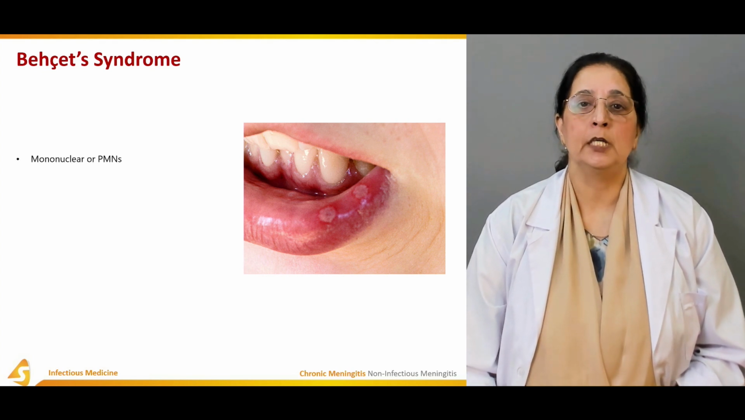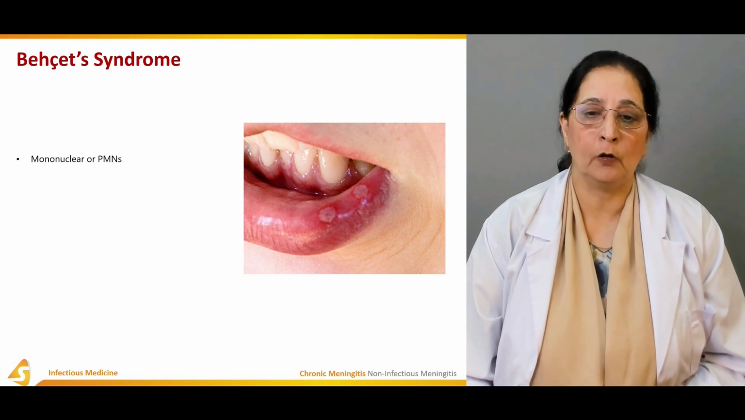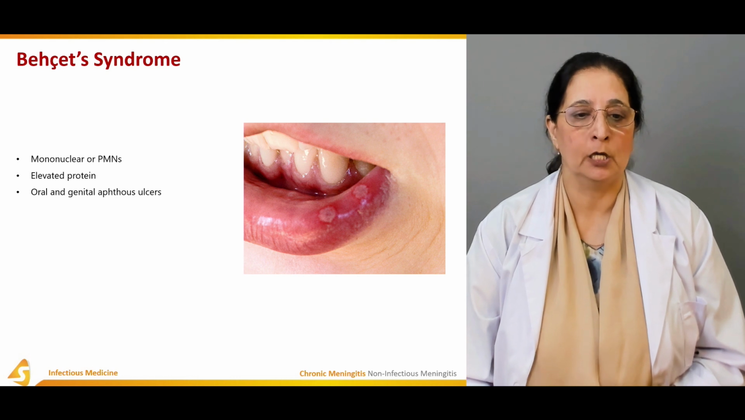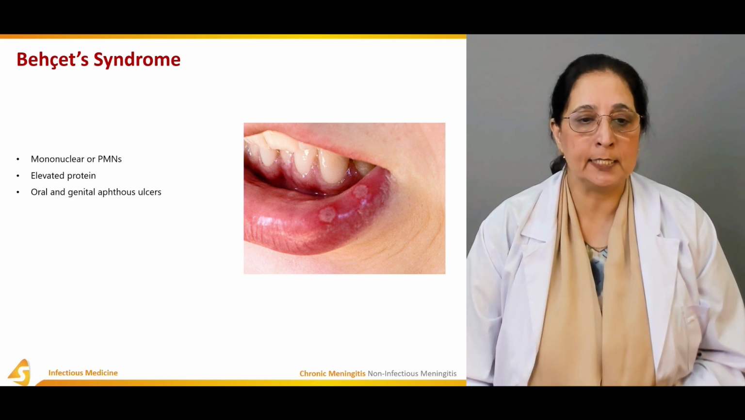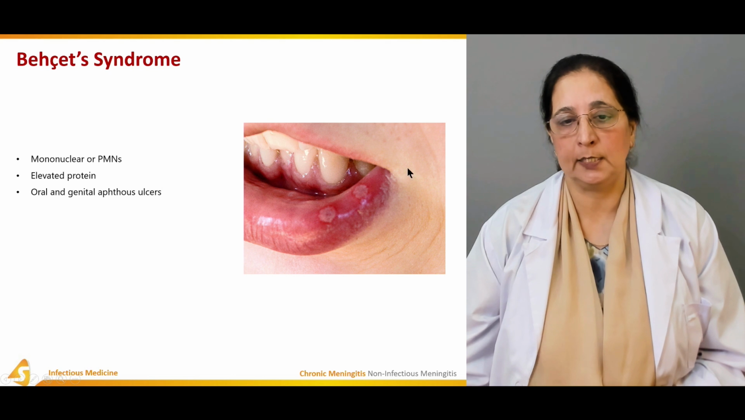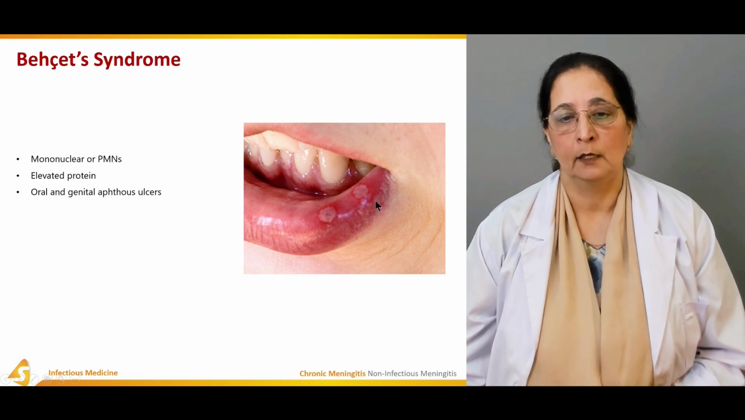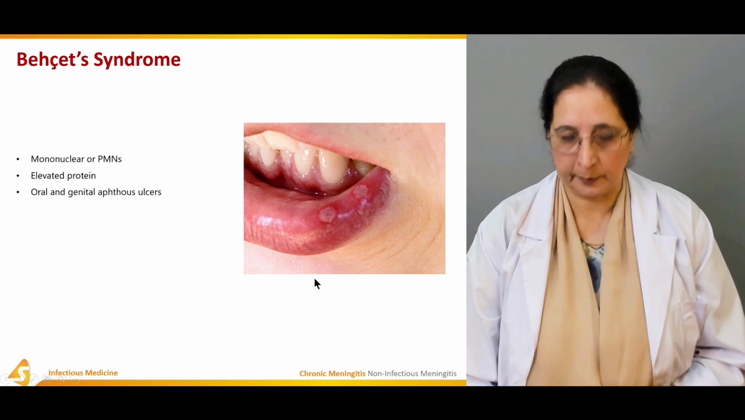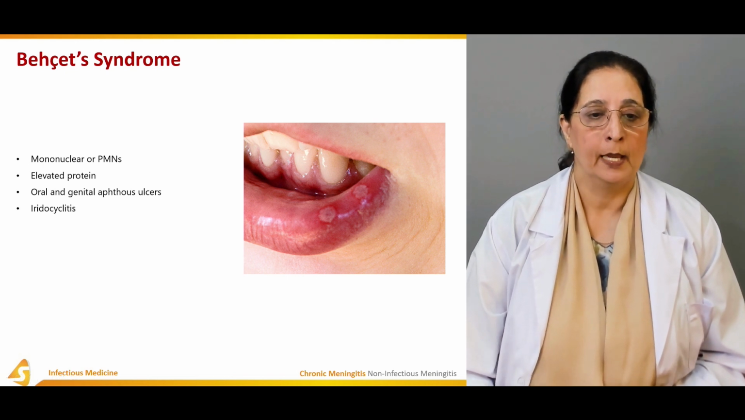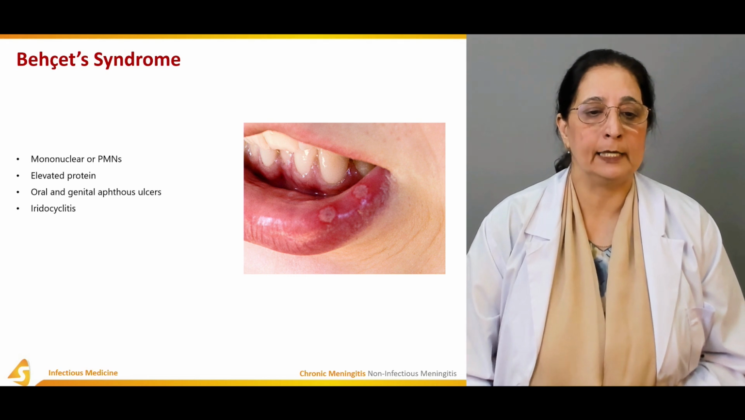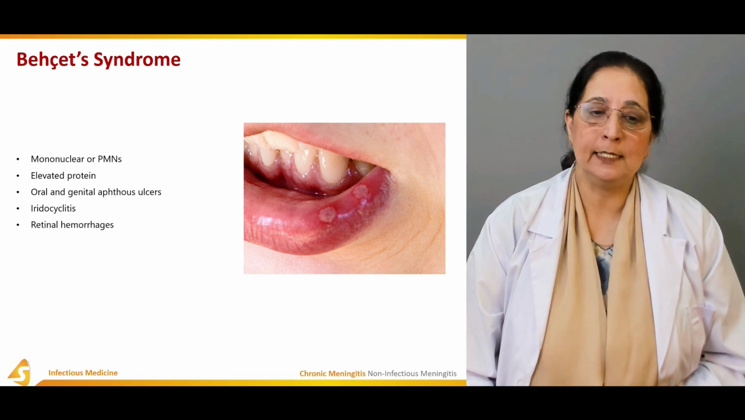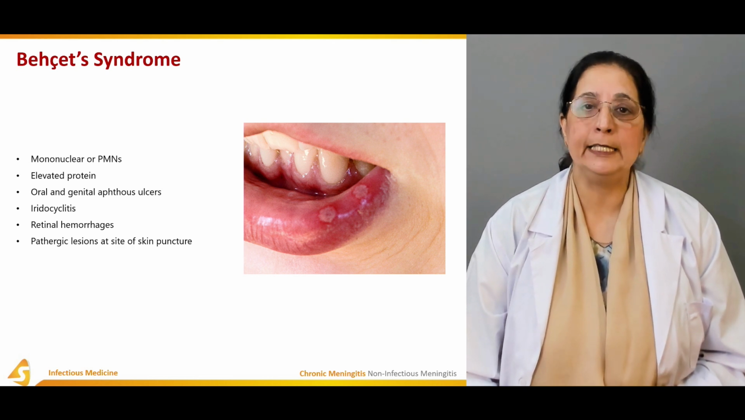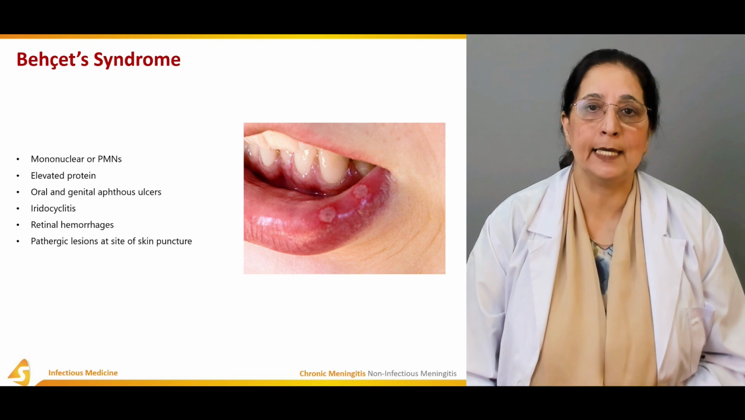Then we have another condition known as Behçet syndrome. Again, it's associated with mononuclear or polymorphonuclear cells, elevated protein, and oral and genital aphthous ulcers. You can see these aphthous ulcers on the lips; oral and genital ulcers are present in Behçet syndrome, along with iridocyclitis, retinal hemorrhages, and pathologic lesions at the site of skin puncture.